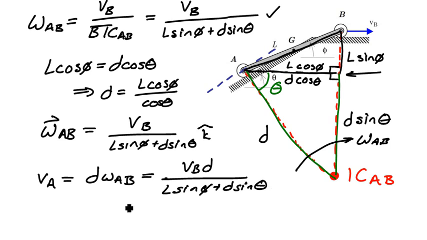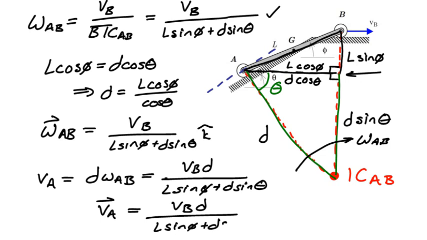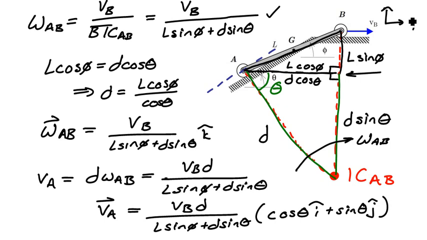And if I want to write this in vector form, all I have to do is say that the vector VA is the same scalar, VB times d divided by L times the sine of the angle phi plus d times the sine of the angle theta, times a unit vector along that path. In this case, I know it's going to be oriented along the angle theta, and so this is going to be the cosine of the angle theta in the i plus the sine of the angle theta in the j, presuming of course I use conventional i-j notation. Now with that piece of information in hand, I can also find the velocity of point G, if I want to do that.